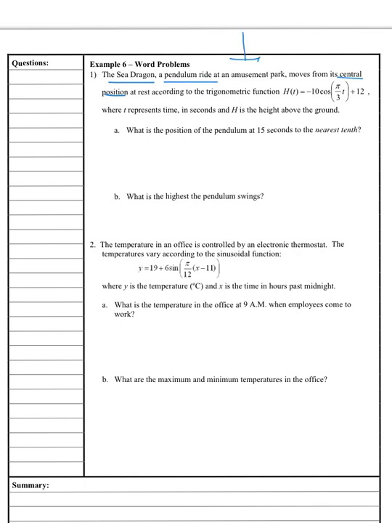It makes this back and forth motion. Right, it goes up, then it goes down. It goes up, and then it goes down, back and forth. So that motion can be represented by the equation given right here, where t represents time in seconds and h is the height above the ground. So, the question asked: what is the position of the pendulum? So what is the height?